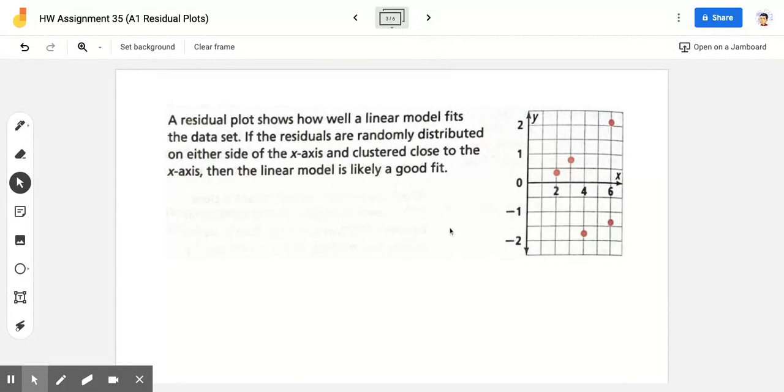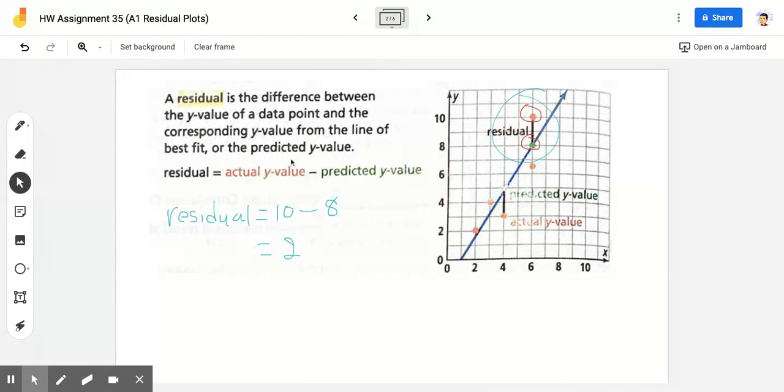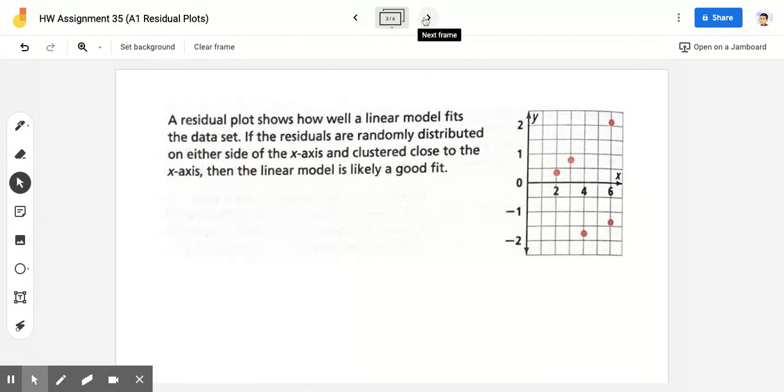Okay. So after we find a residual, we plot it on a different graph, and we plot these residuals that we have here. So this graph that we just saw is the basic scatter plot and our line of best fit that we will have. This is the residual plot. A residual plot shows how well a linear model fits the data set. If the residuals are randomly distributed on either side of the x-axis and clustered close to the x-axis, then the linear model is a good fit.